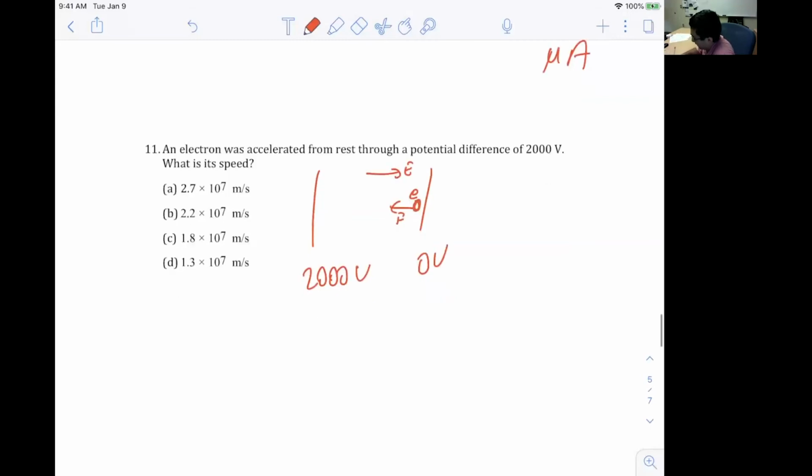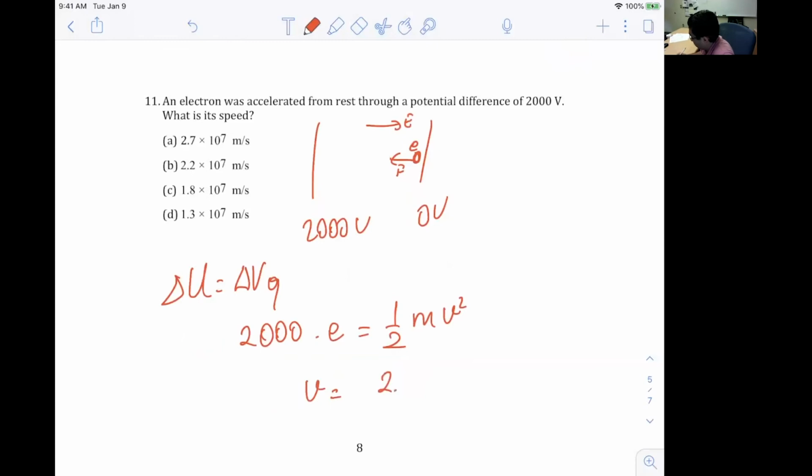The potential energy change is going to be delta V times Q, right? The potential change is going to be 2000 times the electron charge, and it will be equal to the kinetic energy. And the velocity is going to be the square root of 2 times 2000, the potential change, times the charge, 1.6 times 10 to the minus 19, divided by the mass of the electron, which is 9.1 times 10 to the minus 31 kilograms.